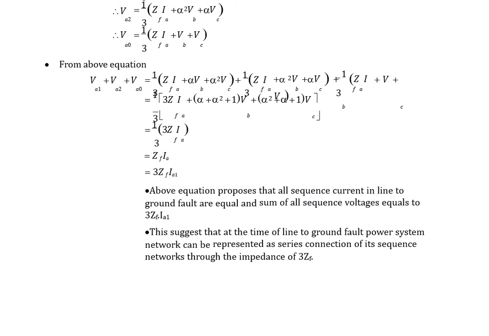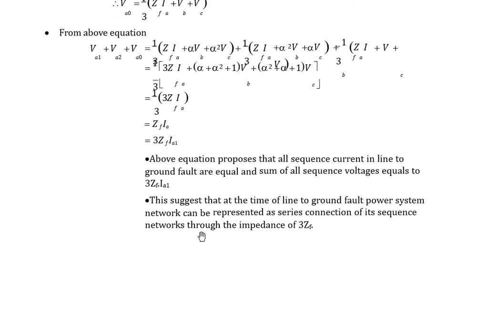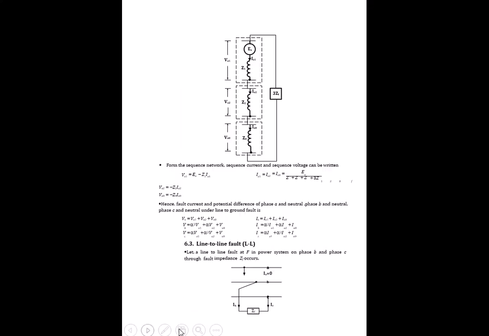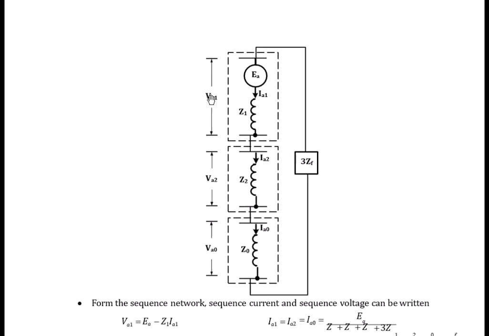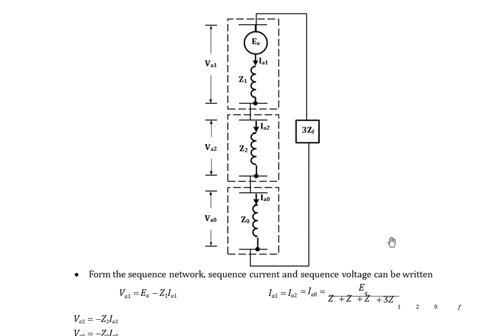Okay, so it means that all the sequence networks are in series, and the sequence networks connect through the impedance of 3Zf. So this is the sequence diagram for the LG fault. All the sequence diagrams: this is the positive sequence, negative sequence, and zero sequence.